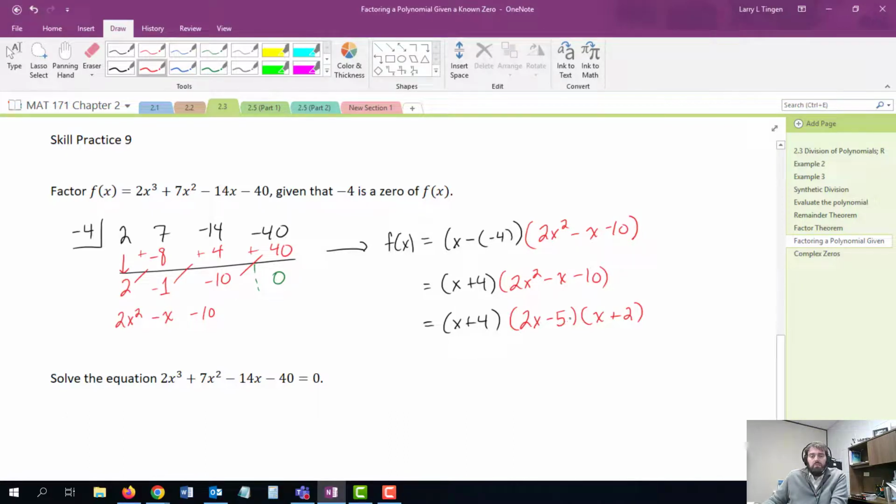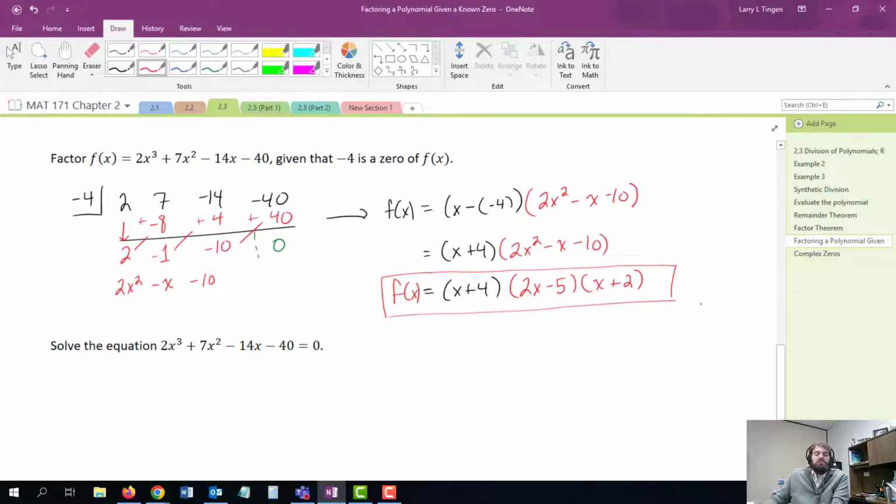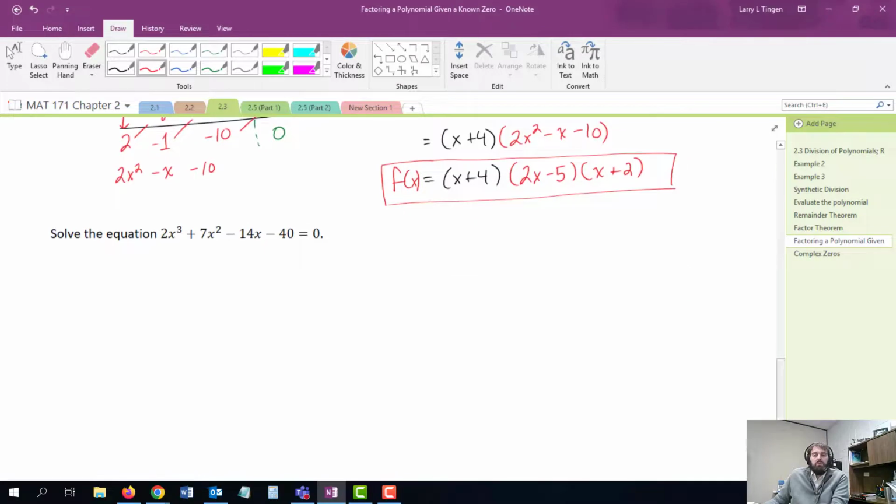If it works out like this, where it's 2x minus 5 times x plus 2, do I get back where I started? 2x times x, 2x squared. 2x times 2 is positive 4x. Negative 5 times x is negative 5x. Negative 5x plus 4x is negative x. Negative 5 times positive 2 is negative 10. So I did it. You can do bottoms up there. You can do the quadratic equation. You can solve them any way you want to. But what I did is mainly just a guess and check, or reverse FOIL.